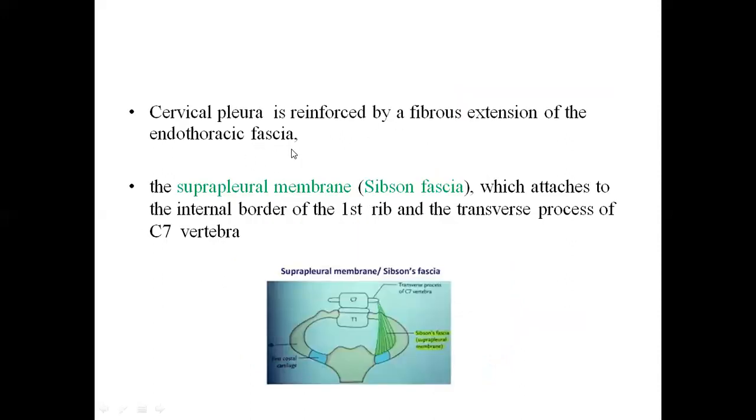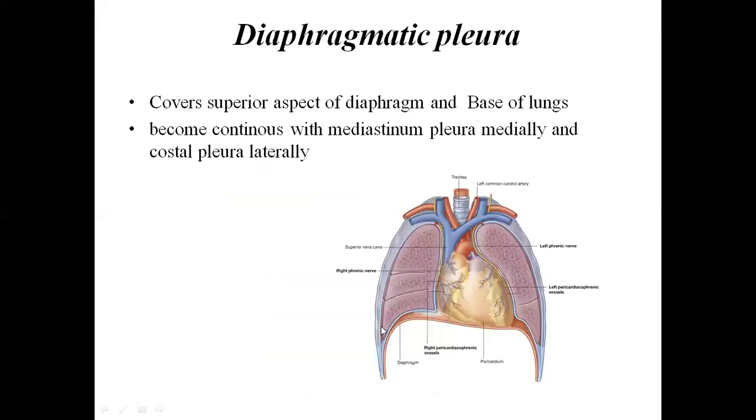The cervical pleura is reinforced by a fibrous extension of the endothoracic fascia. Endothoracic fascia is seen over this region, and it gets modified in this region to form the suprapleural membrane, which is called Sibson's fascia. So Sibson's fascia, or the suprapleural membrane, attaches to the internal border of the first thoracic rib and the transverse process of the C7 vertebra. So this is the attachment of Sibson's fascia.